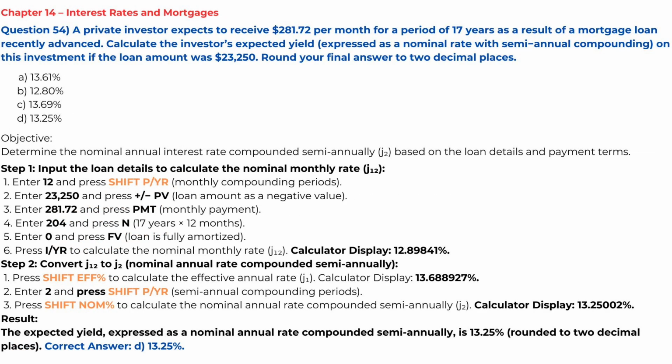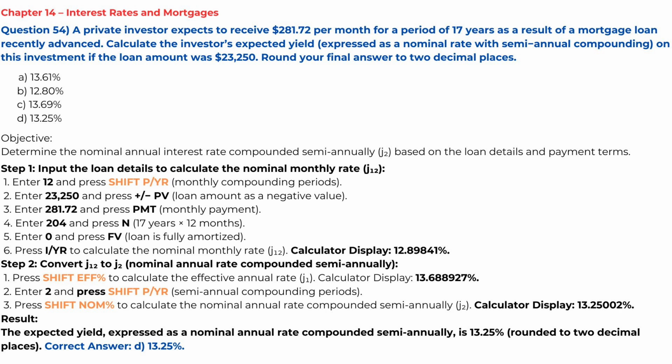Question 54. A private investor expects to receive $281.72 per month for a period of 17 years as a result of a mortgage loan recently advanced. Calculate the investor's expected yield, expressed as a nominal rate with semi-annual compounding, on this investment if the loan amount was $23,250. Round your final answer to 2 decimal places. Question objective. Determine the nominal annual interest rate compounded semi-annually J2 based on the loan details and payment terms.